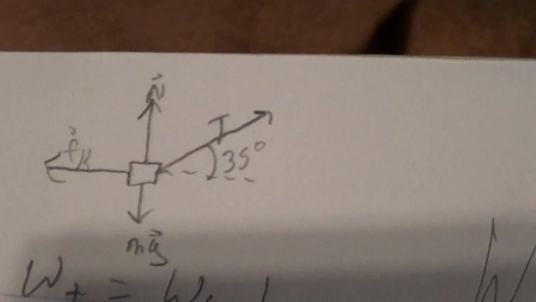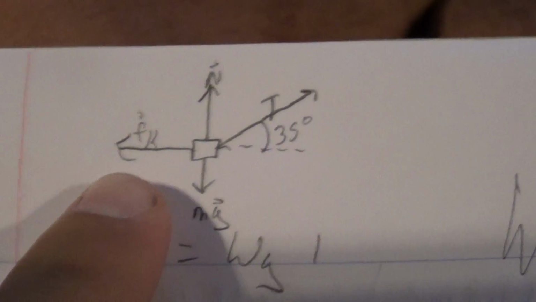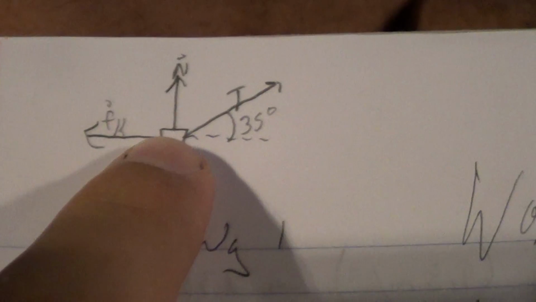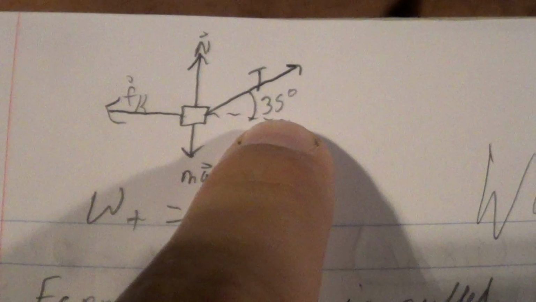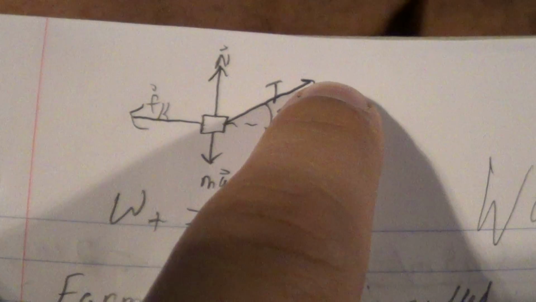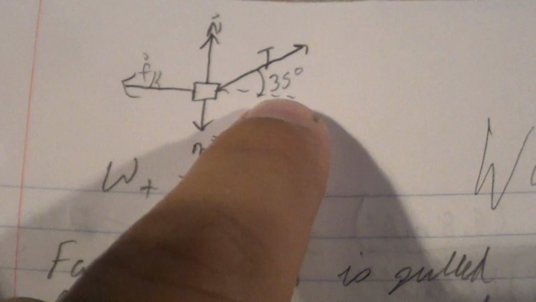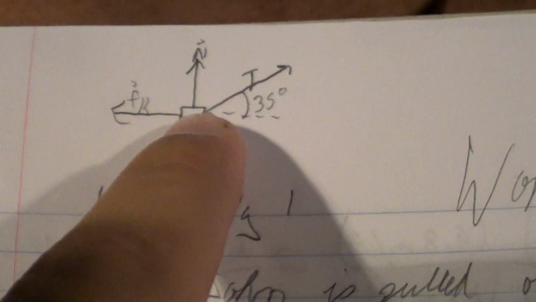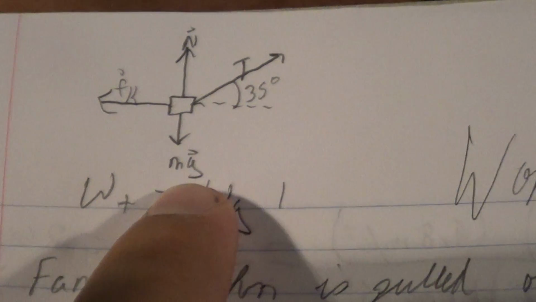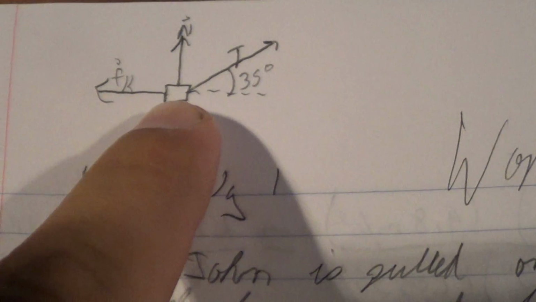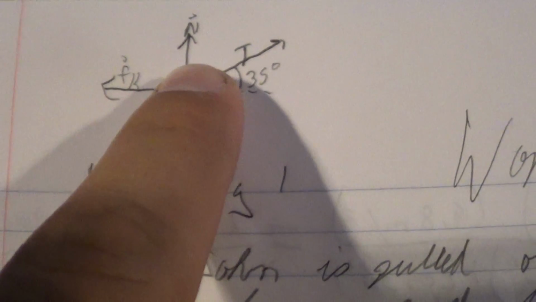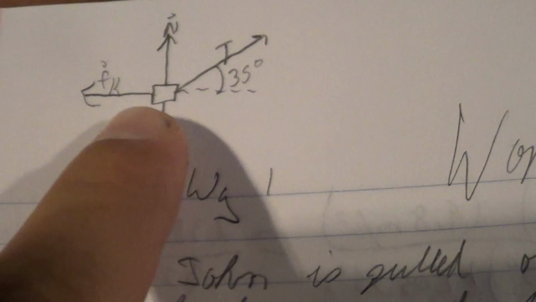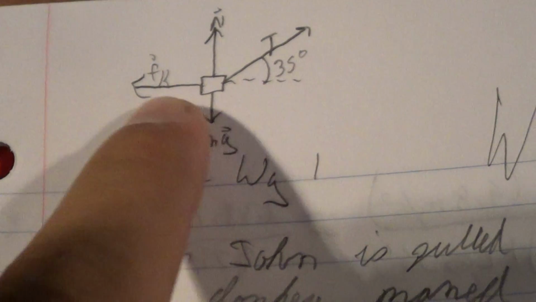Work energy reassessment. Here's my free body diagram. This is the plow being pulled by the donkey, and he'd be up here. The tether attached to him is at a 35-degree angle, and you've got gravity and his mass on the plow pulling down. You've got the normal force going up, and you've got the friction going back.